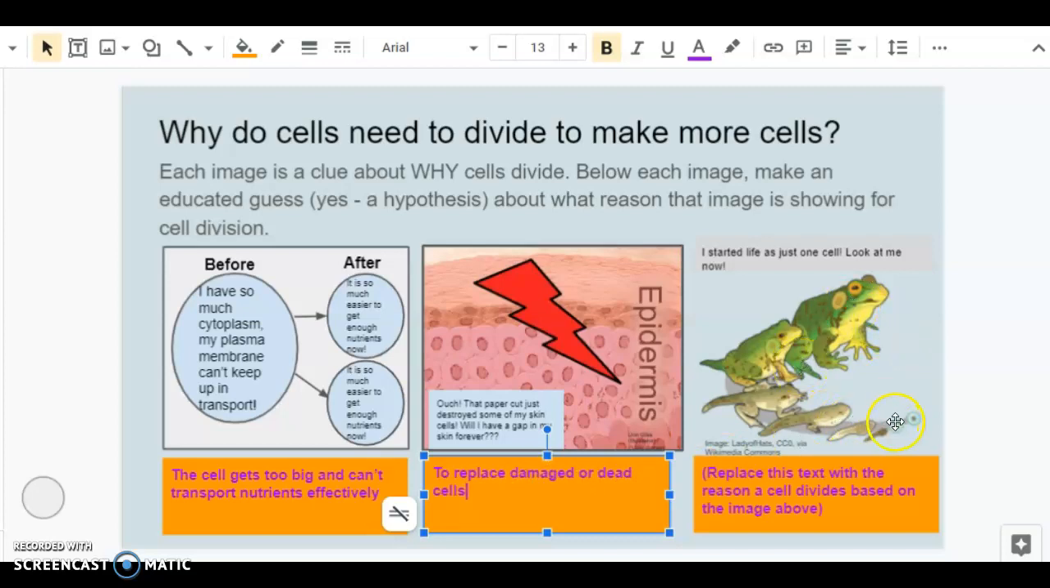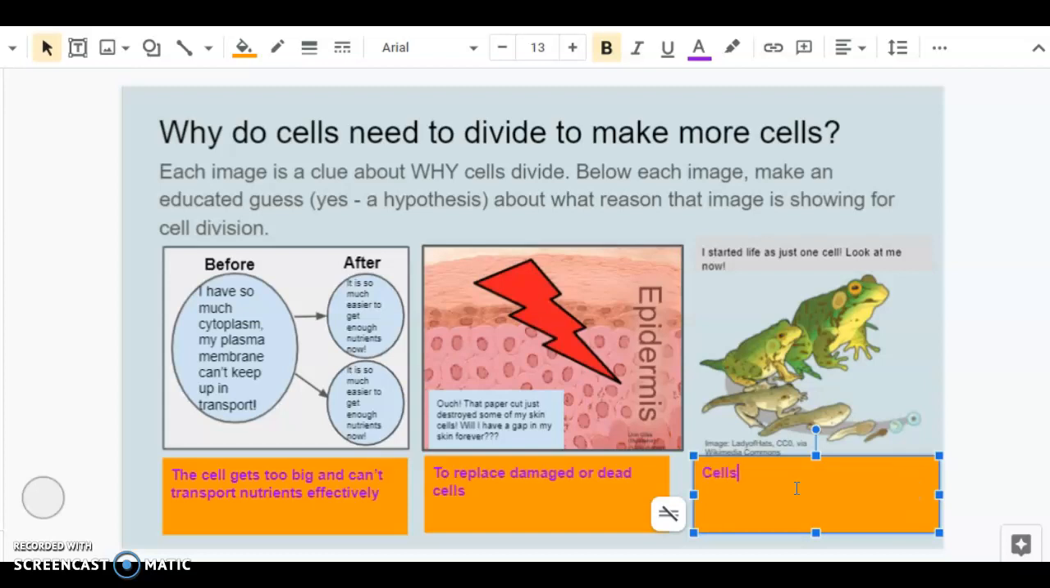Here we have a frog that started life as a single cell and then developed into the frog that we know and love. So what does this have to do with making more cells? Cells divide to let an organism grow and develop. A big organism just has more cells when you compare it to a smaller organism.